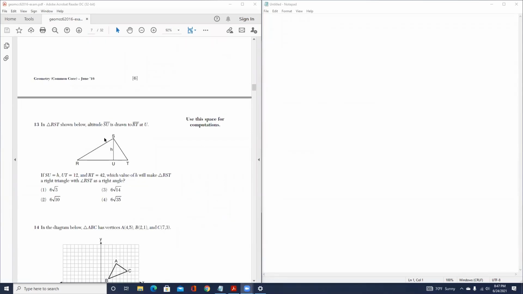In triangle RST shown below, altitude SU is drawn to line segment RT at U. If SU equals H, UT equals 12, and RT equals 42, which value of H will make triangle RST a right triangle with angle RST as a right angle? And if you do this, the key is to utilize the proportionality of the triangle system. In this case, drawing this will make the smaller triangle proportional to the larger triangle as a whole.